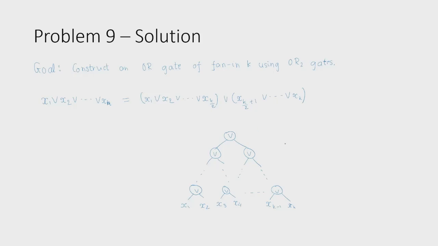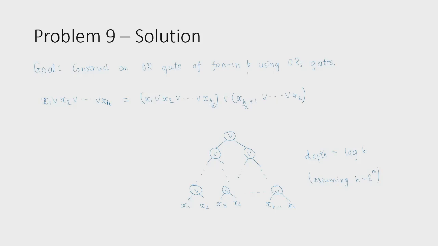Yes. Right. So now, what is the depth of this tree? It's a complete binary tree with k leaves, so the depth is log k, assuming k is a power of 2. Okay, so we have figured out how to implement an OR gate using smaller OR gates of fan-in 2 if k is a power of 2, right?